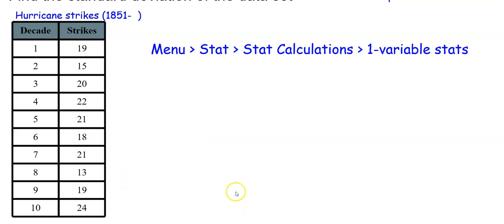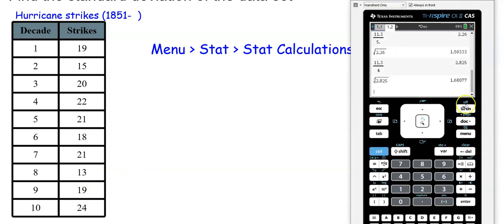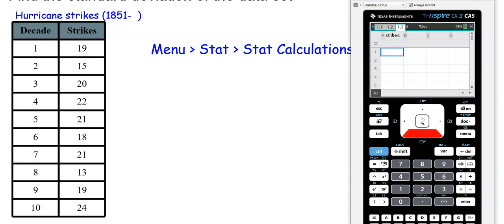That just tells us what decade it was in, starting at that decade. So I'm going to go to the home key and insert a list and spreadsheet page. Go to the very top and put strikes. That was the name of this data. Start at cell A1 and type away: 19, 15, 20, 22, 21, 18, 21, 13, 19, 24. Do I have 10 pieces of data? I do. I always like to check that I put the right number of data pieces in.